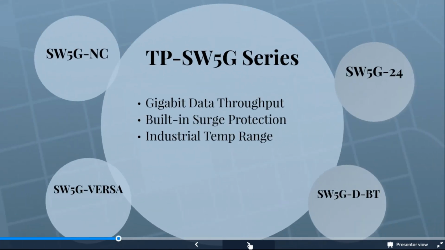Next would be our unmanaged switches. We have several in our 5-port series. They are all gigabit throughput, all ports have built-in surge protection, and we have a wide industrial temperature range. I'll dive a little deeper when we cover each one. I highlighted our most unique switches, so you can get an idea of different applications you can use these with.